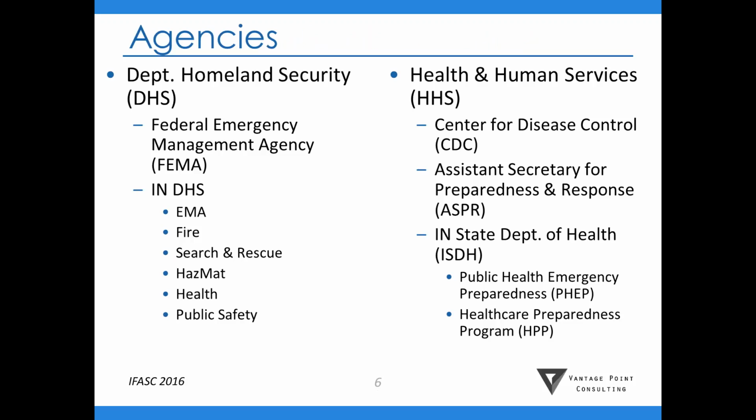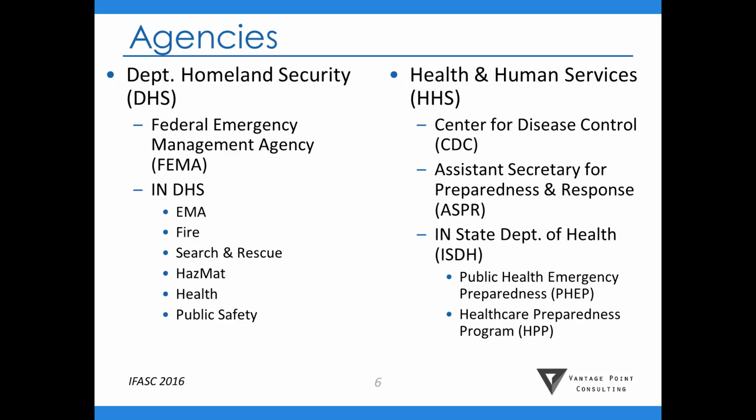When we're talking about a healthcare coalition, there are different agencies involved, and they fall primarily under two different branches of our government. The Department of Homeland Security includes the Federal Emergency Management Agency, or FEMA, and each state has a state Department of Homeland Security. In Indiana this includes the county emergency management agencies, all fire and law enforcement agencies, search and rescue teams, hazardous materials response teams and cleanup efforts, public safety, as well as making sure that we're able to provide care for the health and well-being of the individuals in the communities they serve.